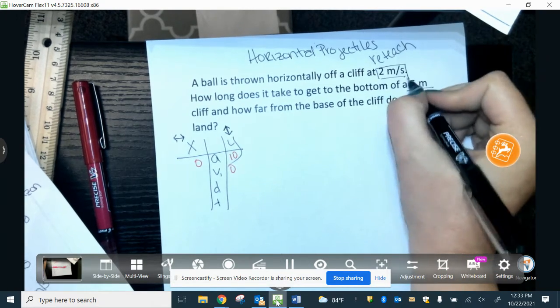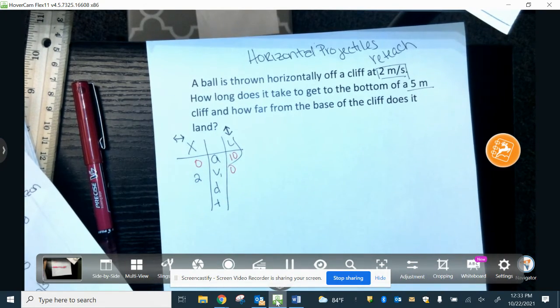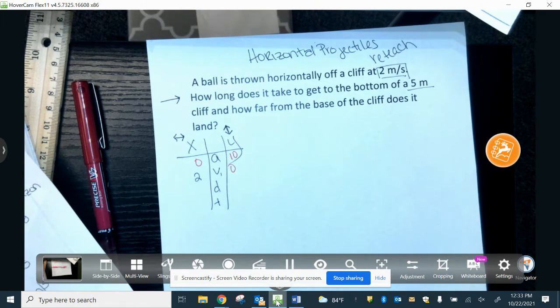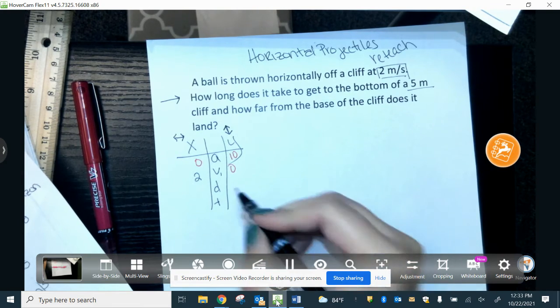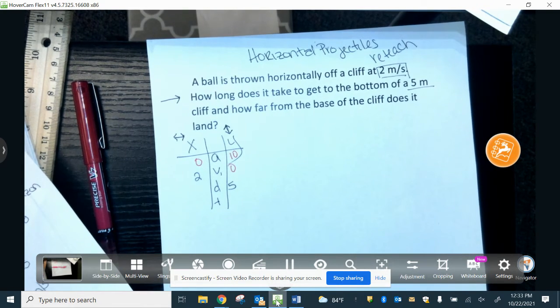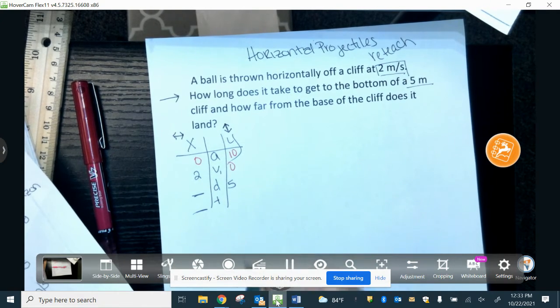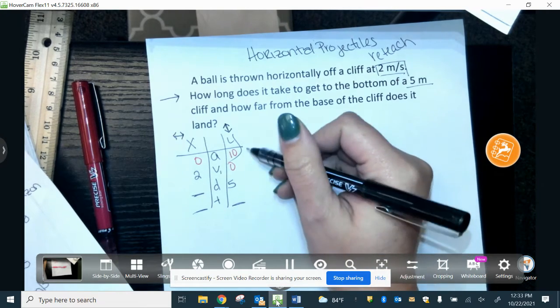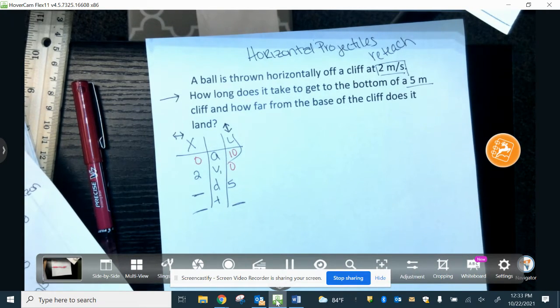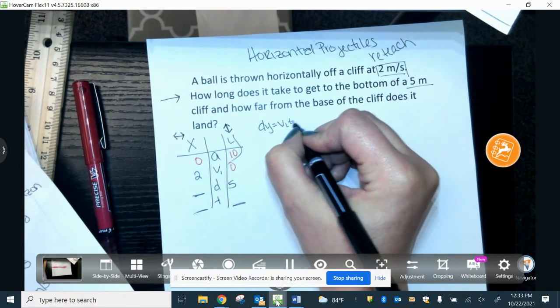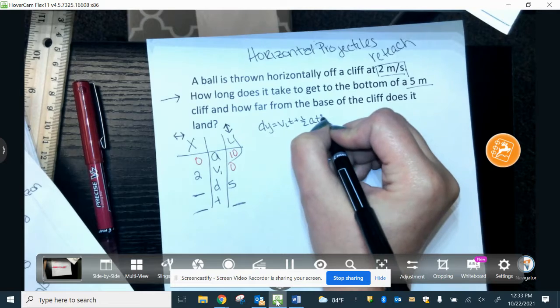This 2 meters per second is horizontal. It's thrown off a cliff going that way. So it's 2. And it's a 5-meter high cliff, so the height has to be the distance. I'm missing distance in X, time in X, Y, and time in Y. Because I have more filled in on the Y side, I'm going to use that side to find my time. So I'm going to go dy equals vi times time plus 1/2 a t squared.